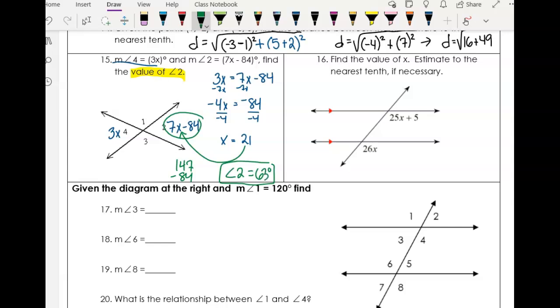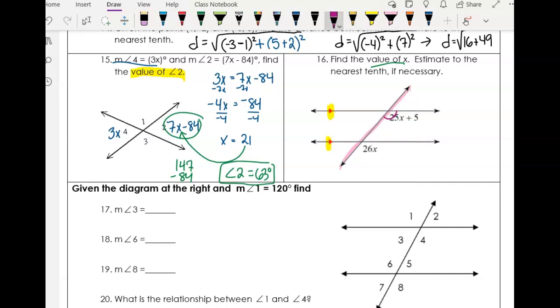Okay, let's take a look at number 16. Find the value of x. Okay, so if we solve for x, we're good. All right, the type of relationship: we see that we have two parallel lines. I know they're parallel because of these symbols right here. This line right here is my transversal. And when I do that, that creates these angle relationships.